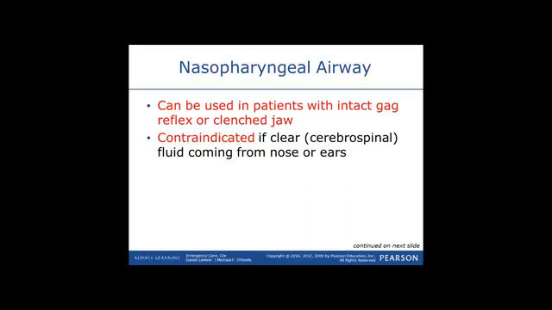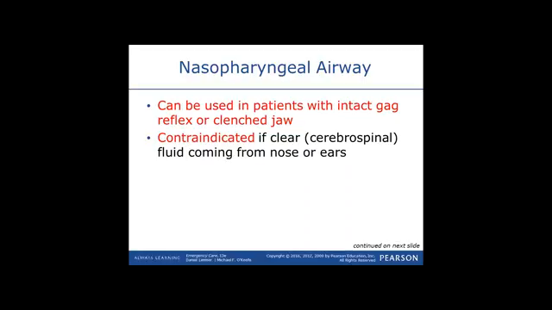Okay, so here's the perk to it. The perk is you can use this for patients who have an intact gag reflex, or they have what's called trismus, which is that clenched jaw. So let's say they've been seized for 30 minutes, and you've decided that you need to control their airway while they're seizing. This is the one you're going to use.